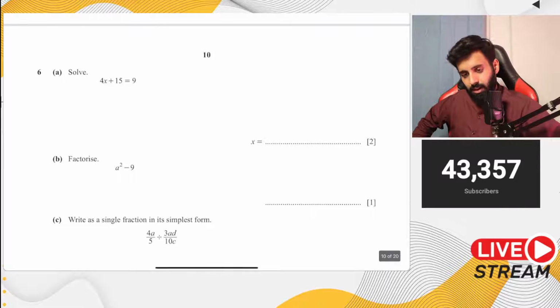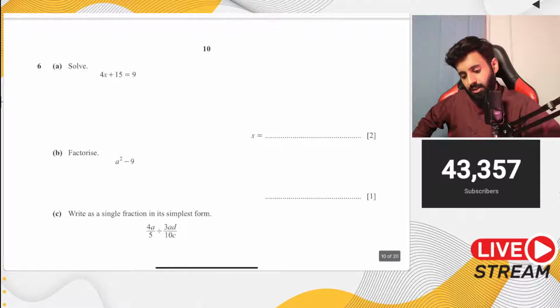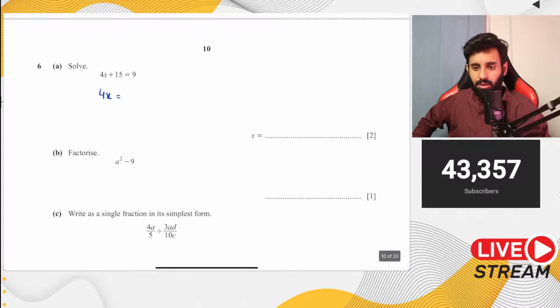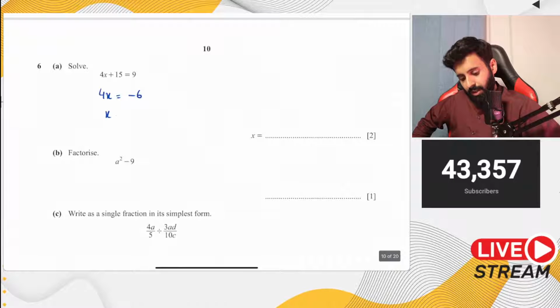All right, question number 6, part A. Solve 4x plus 15 equals 9. So 4x, again, such an easy question. 4x equals 9 minus 15, which is minus 6. x equals minus 6 upon 4, which is minus 3 upon 2.